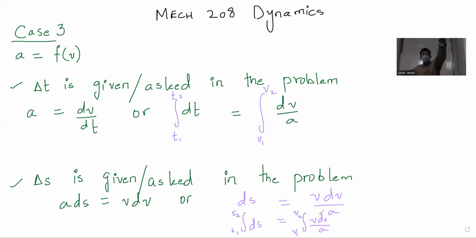Acceleration is a function of time. That was my case 1. Acceleration is a function of position. That's my case 2. Acceleration is a function of velocity. That's my case 3. Delta t is given or asked in the problem. That's my sub case of case 3. Delta S is given or asked in the problem. That's my second case. So far, so good.